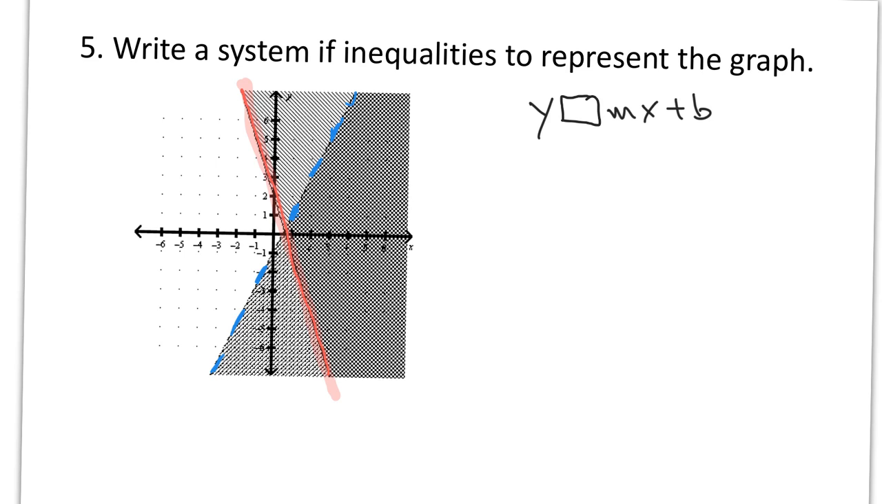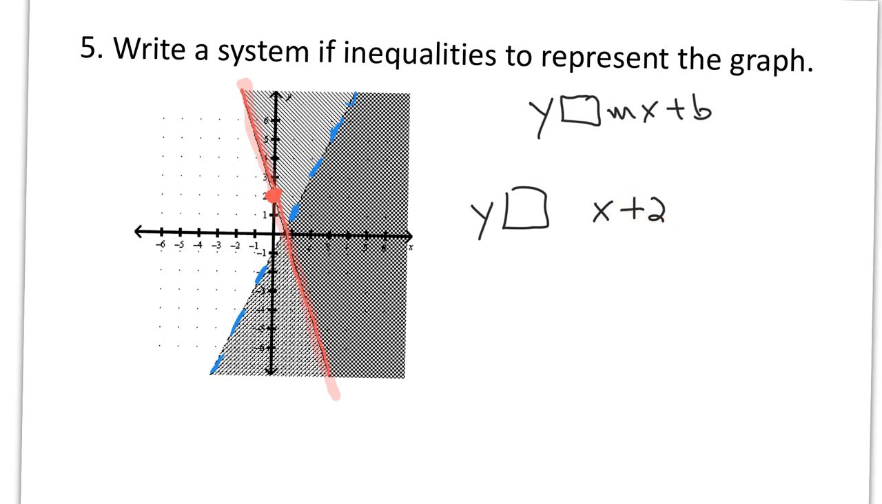So looking at the red, the actual red line, the y-intercept is right here. It crosses 2 on the y-axis. So I'm going to start writing the inequality. I have the y. I'm going to put a box because I don't know what inequality I'm going to use yet. I'm going to use the x plus 2. That is your y-intercept, positive 2, plus 2.